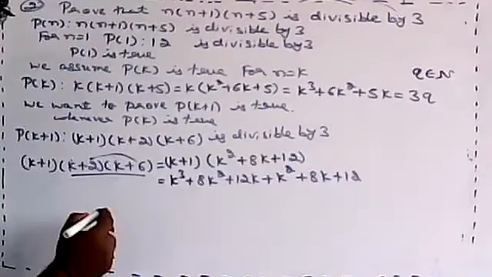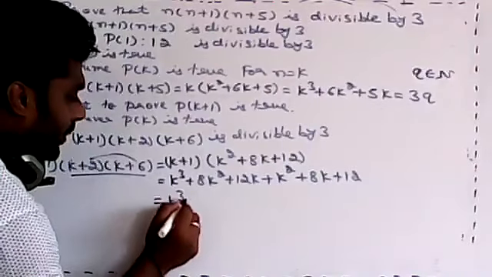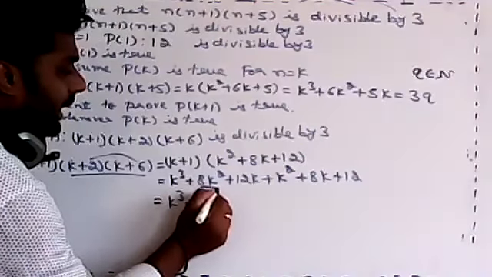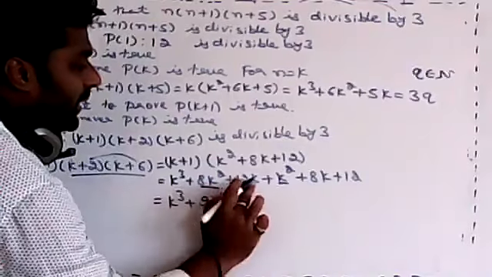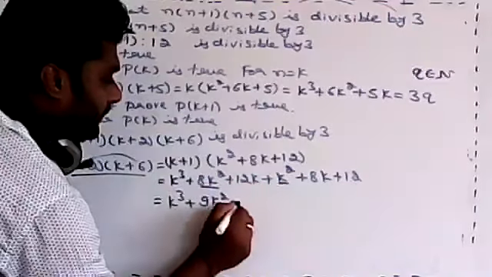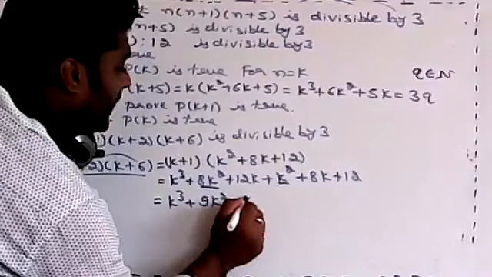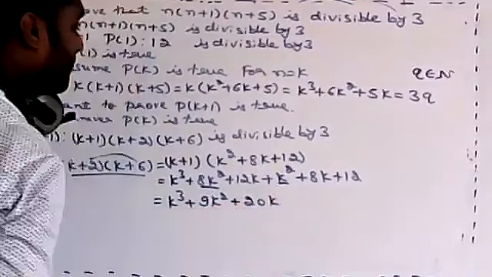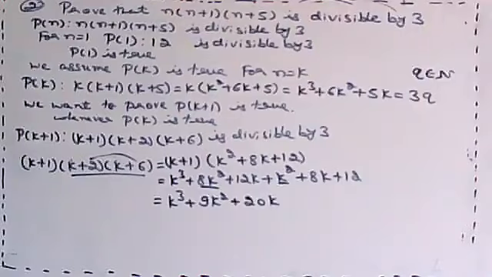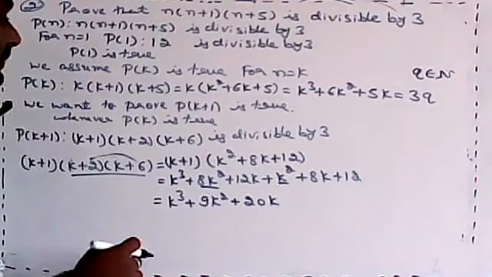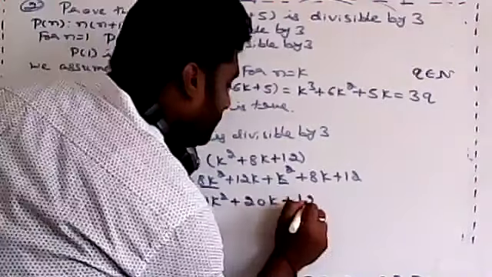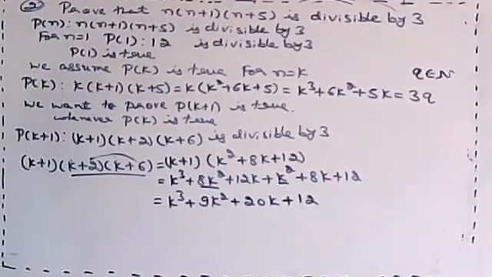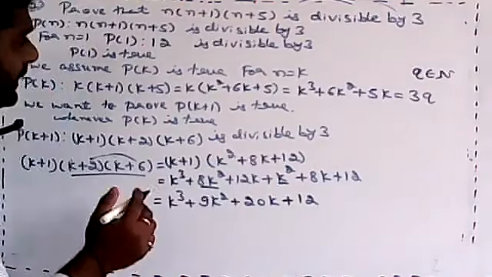Correct? So it is equal to k cube plus, so 8k square plus k square is what? 9k square. Similarly 12k plus 8k is what? 20k. Correct? 20k. Then next plus 12. Correct or not? Correct this one? Yes, Deepika, right answer. Correct? Now see this one step.